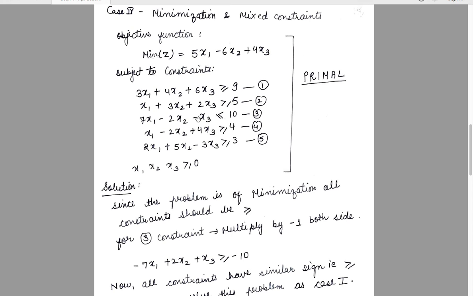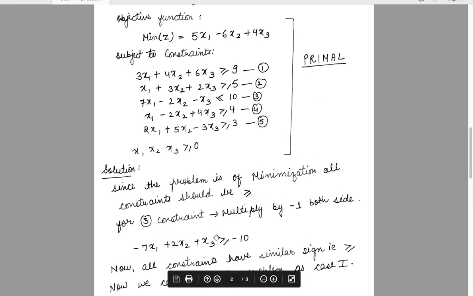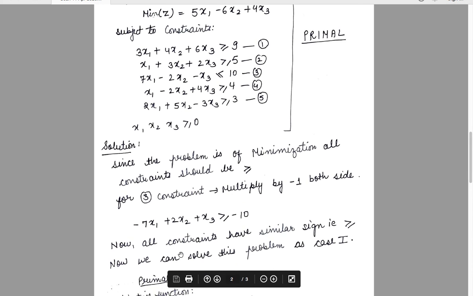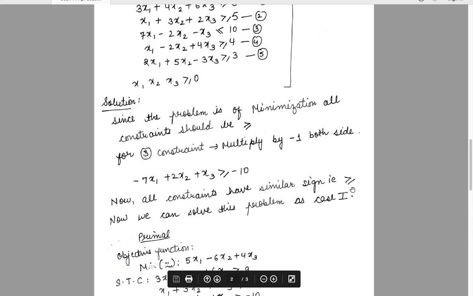How will we do it? We will multiply the whole constraint by minus 1. These things I have written here. Since the problem is of minimization, all constraints should be of greater than equals to. For constraint 3, multiply by minus 1 both sides. After multiplying, we will get the new constraint, that is minus 7x1 plus 2x2 plus x3 greater than equals to, instead of 10 we will write minus 10 because we have multiplied it by minus 1. Now all constraints have similar signs, that is greater than equals to.